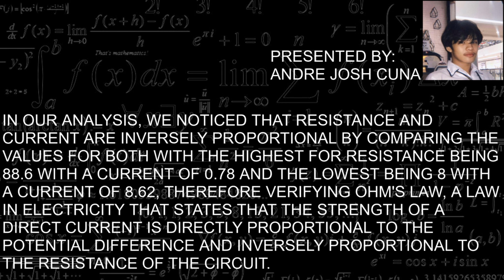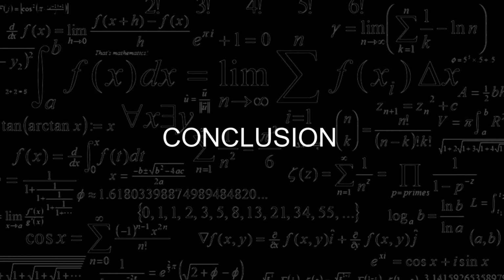In our analysis, we noticed that the resistance and current are inversely proportional by comparing the values for both, with the highest resistance being 88.6 with a current of 0.78 and the lowest being 8 with a current of 8.62, therefore verifying Ohm's law, a law in electricity that states that the strength of a direct current is directly proportional to the potential difference and inversely proportional to the resistance of the circuit.